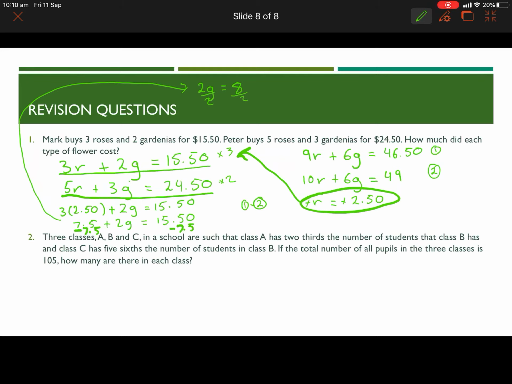Okay, divide both sides by 2. So g equals 4. So remember, with these worded problems, you need to write, therefore, roses cost $2.50 each, and gardenias cost $4 each.